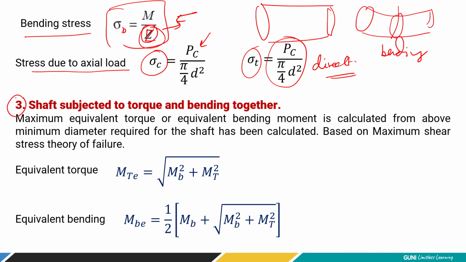Now the third point will be if the shaft is subjected to torque and bending. Now this is a combined case of stresses, right? Let's say a shaft is given to you. It is carrying very heavy gears on it, or you can say a turbine. Now it is rotating, a torque is transmitted, but because of the weight of the turbine itself, it is going to deflect, or you can say bend.